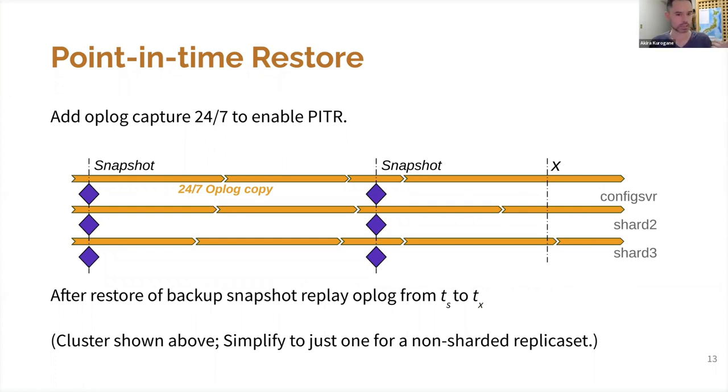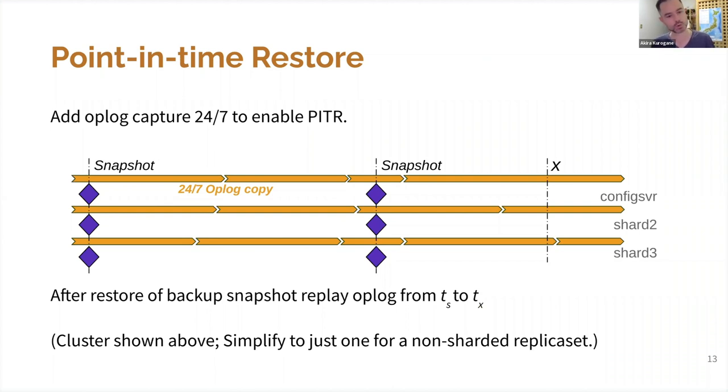This next slide is not just about restoring to a single consistent point in time when restoring a snapshot. It's going on to point in time restore. In this diagram here, I'm showing several different replica sets that belong to the same cluster. One replica set for the config servers, and then a couple of shards. The idea with point in time restore is to keep on capturing the op log 24/7. Make a copy of the op log in order somewhere continually.